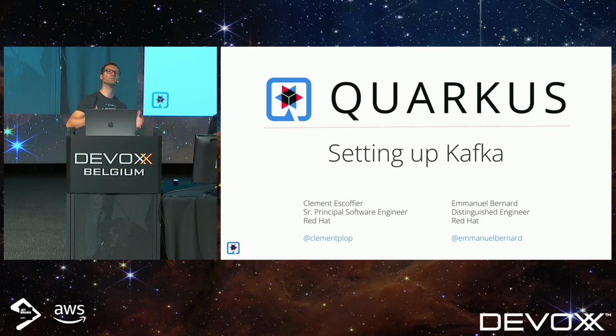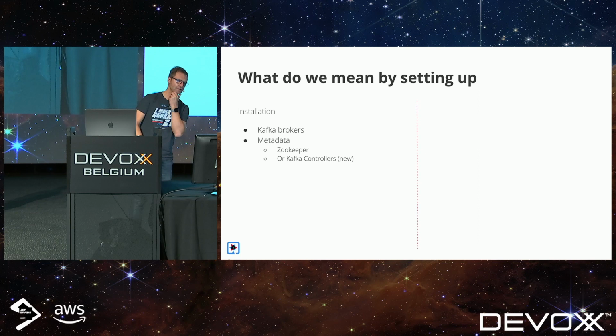Right? So what do we mean by setup? First of all, Kafka has the notion of a broker, and there is more than one because it's a distributed system. A broker is really where you store the messages. That's where your data is. And then there is a metadata aspect to it, like what are the topic names and stuff like that, and this is stored in a metadata store.